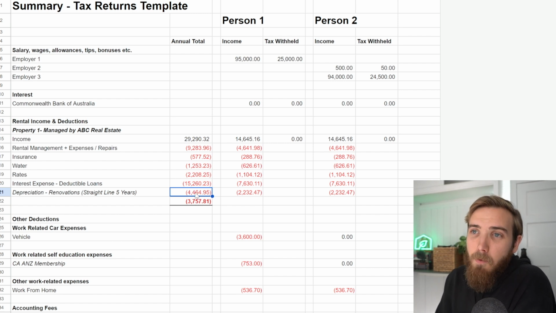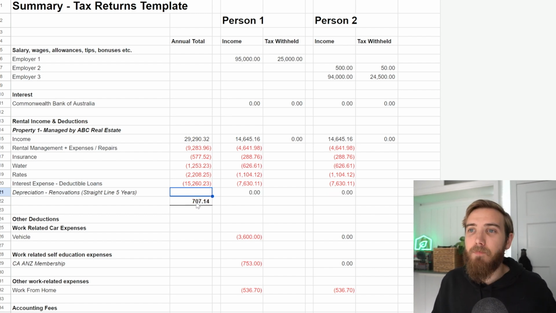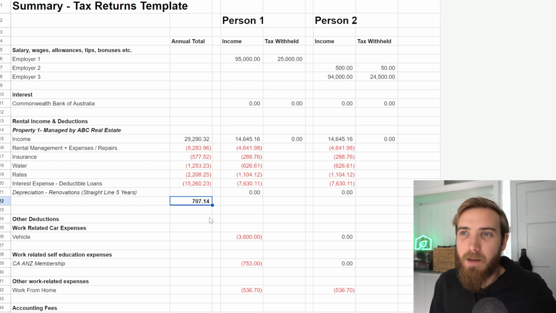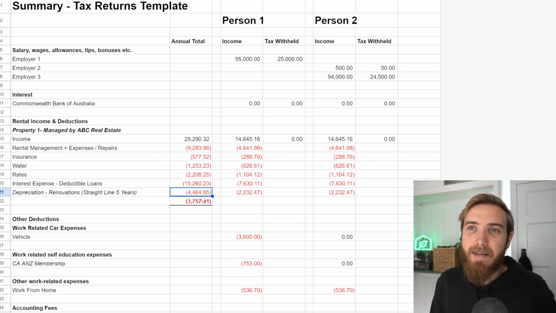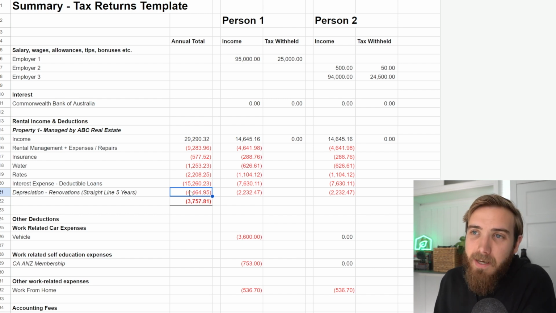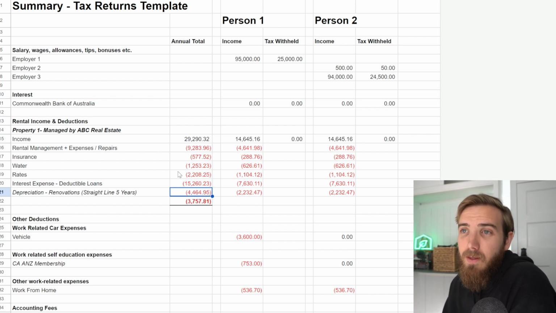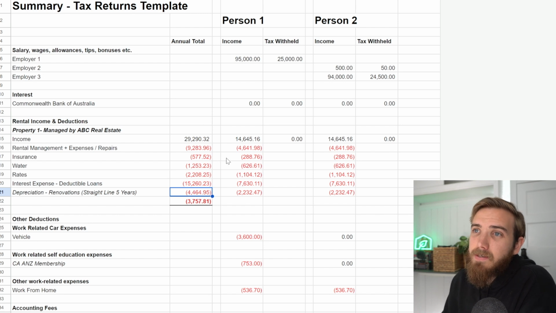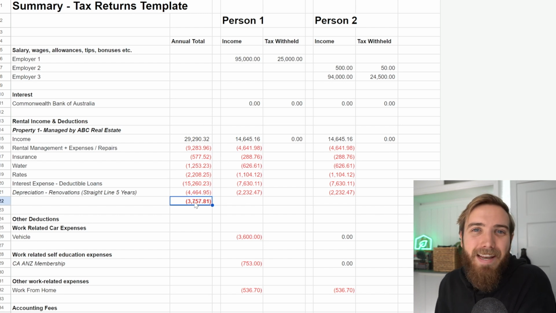You can see here this property would actually be positively geared if it wasn't for those depreciation benefits. So you'd have to pay tax on $707 of income split between the two owners if the property didn't have those depreciation benefits. Adding those expenses back in as depreciation is actually a non-cash deduction. What that means is you didn't have to spend $4,400 during the year to get that tax deduction. So there's more benefit to you as a property investor. So in this scenario, the property is actually negatively geared.